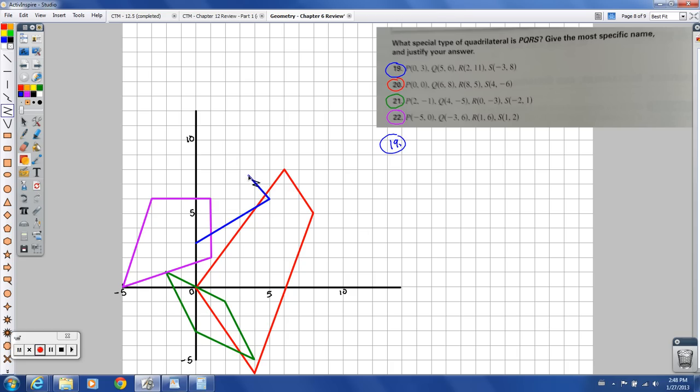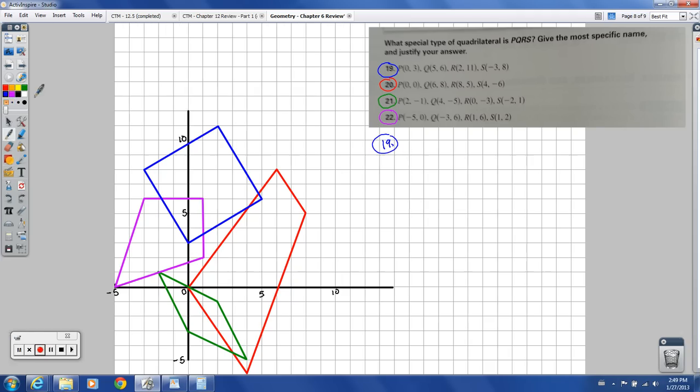Agreed, yes, okay. 5, 6, 2, 11, right there. And negative 3, 8. There's 10, so 9, 8, negative 3, 8, yes, right there. Connect it. Now that's looking more like what I thought it might be.